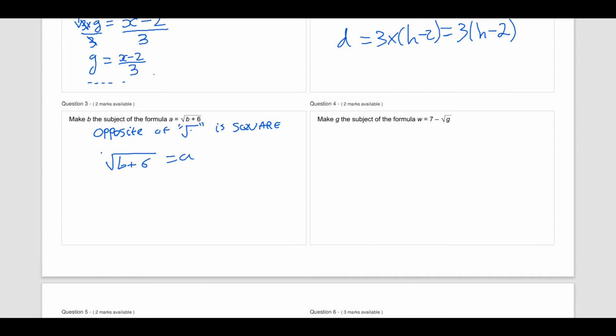I'm then going to square both sides, which on the left-hand side will undo my square root, leaving me with b plus 6. And on the right-hand side will just leave me with a squared. I want b to be the subject, so I'm now going to subtract 6 from both sides, which will leave me with b is equal to a squared minus 6.